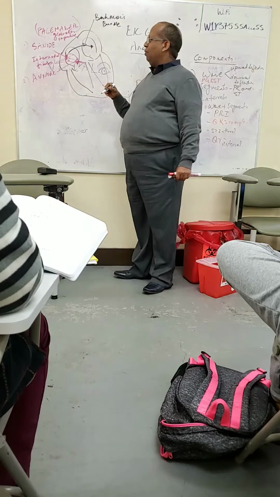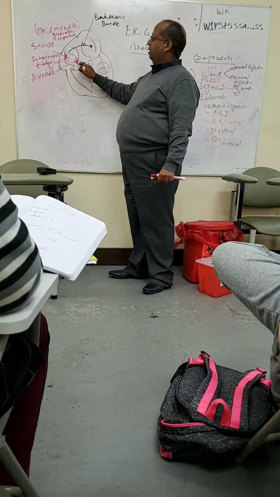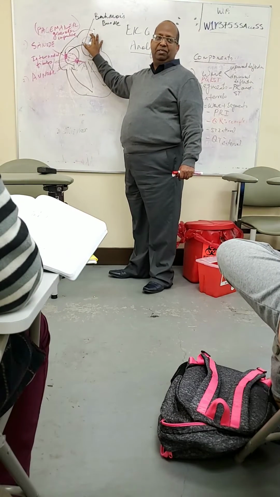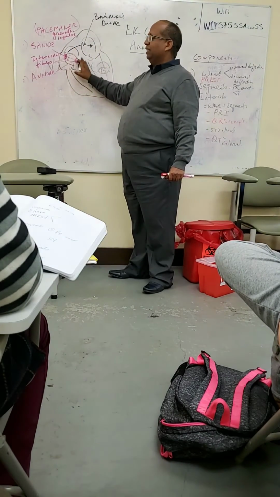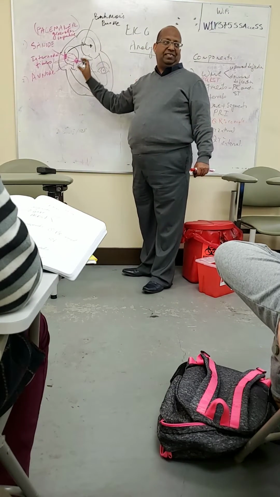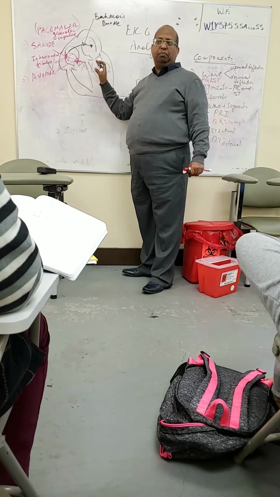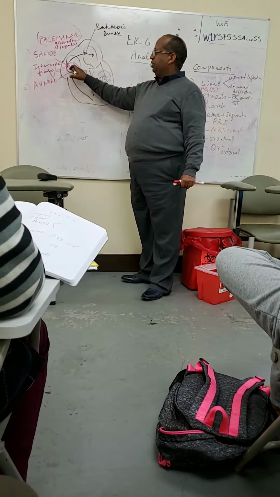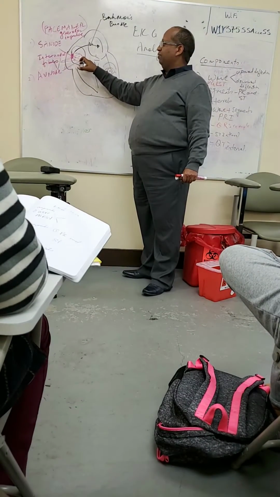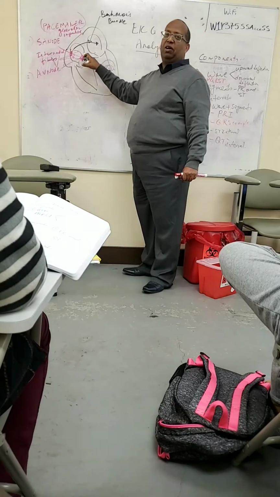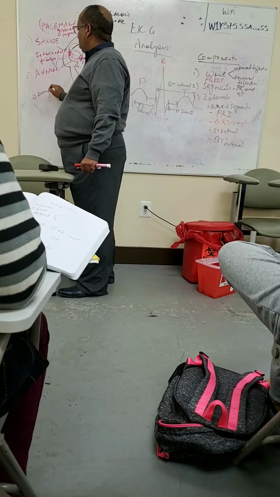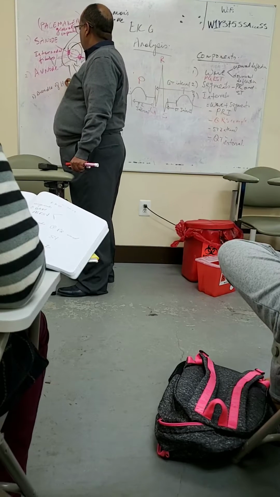Now it transmits the impulse to the left atrium. Now the left atrium gets the impulse, and the right atrium gets the impulse. Who's left? The ventricles. They need to get that impulse. How do they get it? By passing through the AV node, and then from the AV node to what we call the bundle of His. This one, the third one, is the bundle of His.